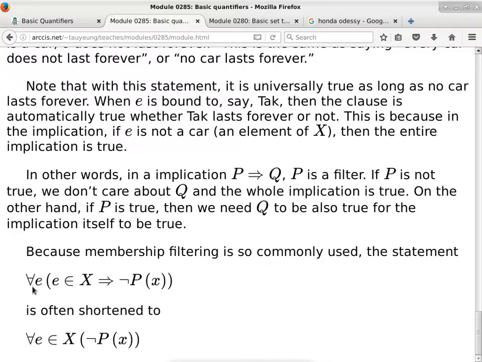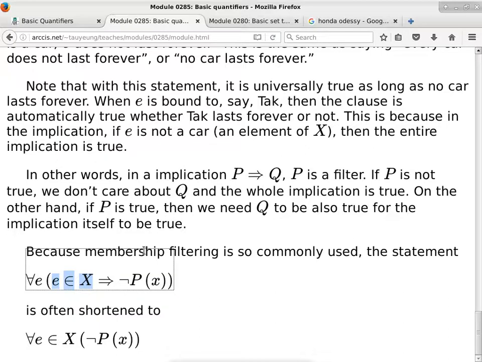So in the end, because it is so common that we want to use membership as a filter, because we usually don't want to apply some kind of predicate or statement to the entire universe. We usually want to limit our scope to certain things that are of interest to us. So the short form, yep.